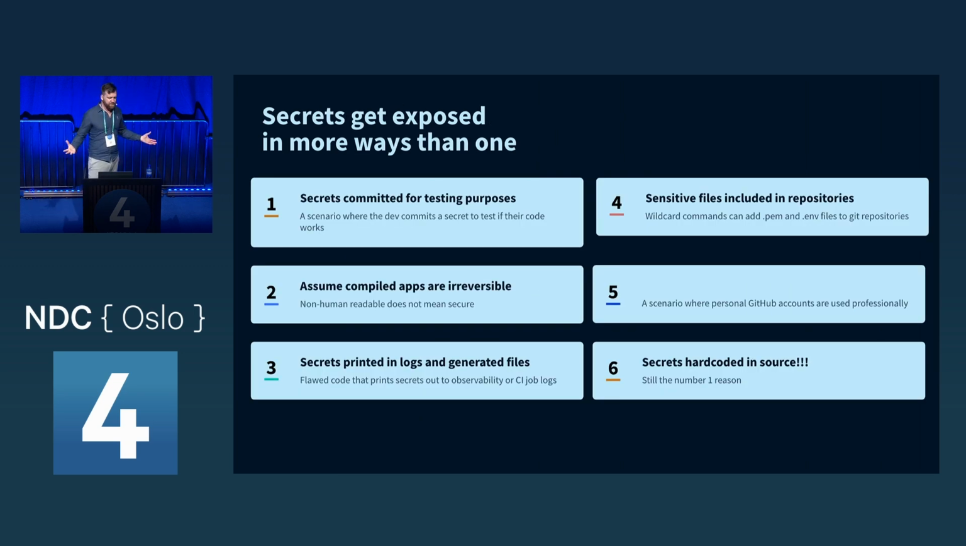So why does this happen? Everyone probably came in here thinking, okay, but surely no one's that stupid, right? No one's going to put a key in public GitHub. No one's going to put a key in a compiled APK or on the Play Store or the App Store. But it happens. So why does it happen? When we're talking about code, the biggest scenario that I see is that secrets are committed for testing purposes.